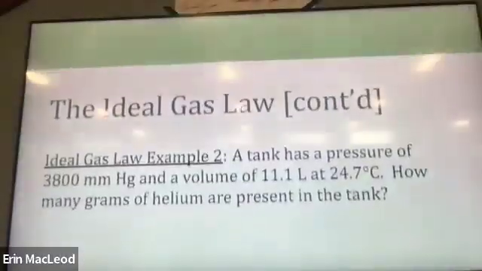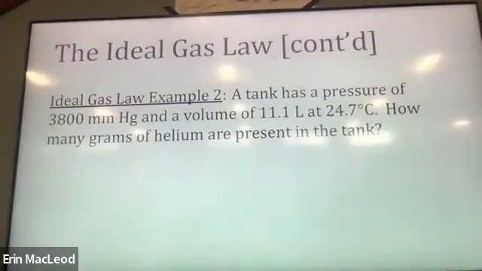Next one. So again, I like to read a label. It says a tank has a pressure of 3,800 mmHg. There's your P. And a volume of 11.1 liters. And that is the correct unit. It has to be in liters. Do a unit check as you're working through the problem.